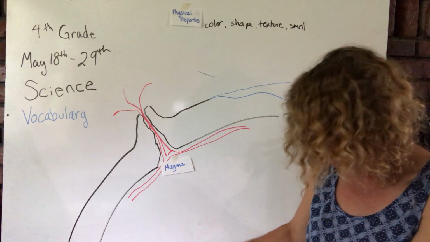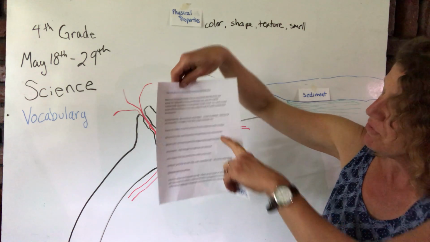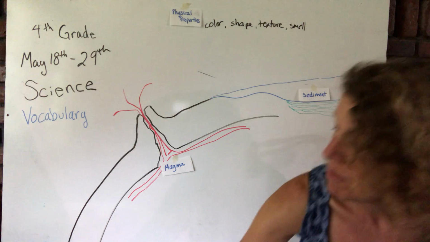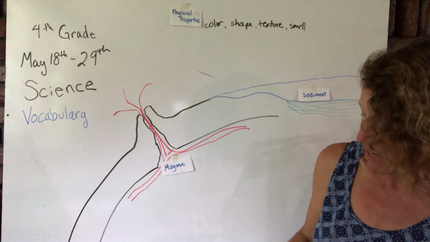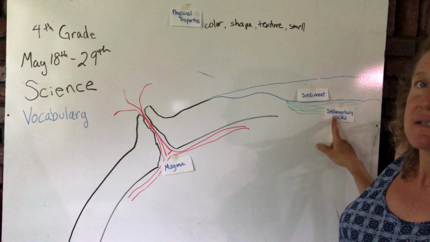Sedimentary rocks. Definition: layered particles of weathered rock and mineral. So after those sediments settle in the bottom of water, and then over time, they get pressed into sedimentary rocks, okay?